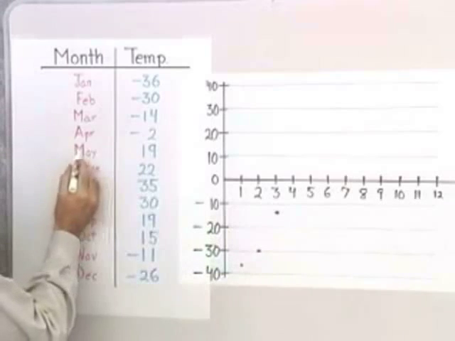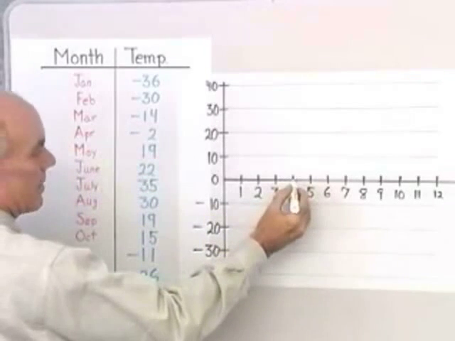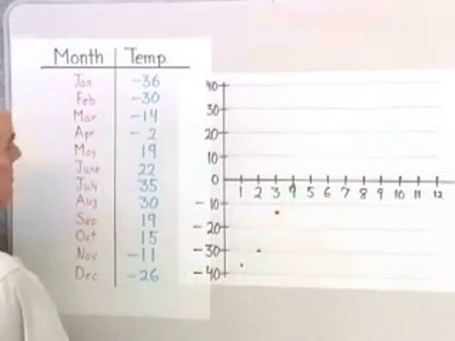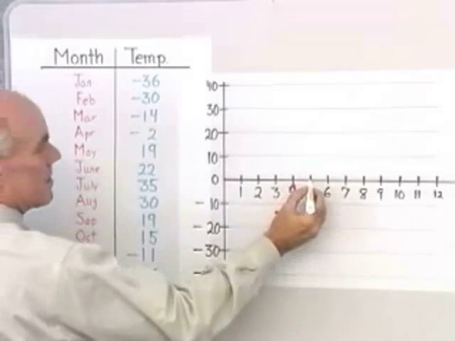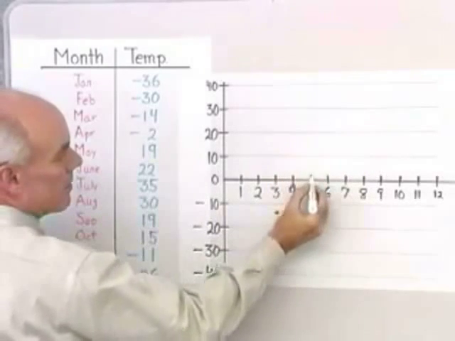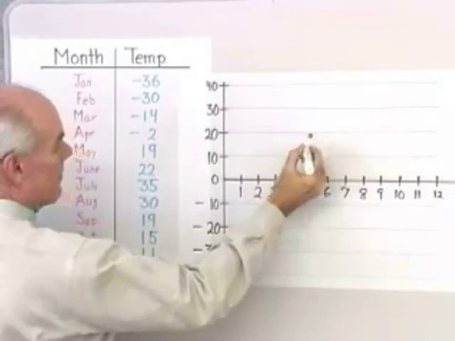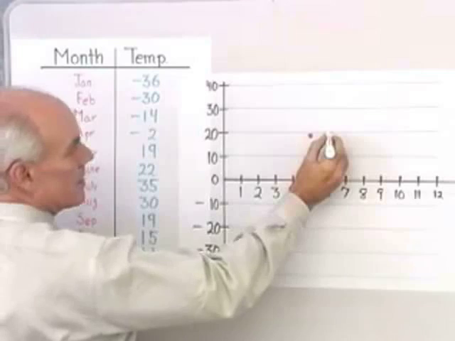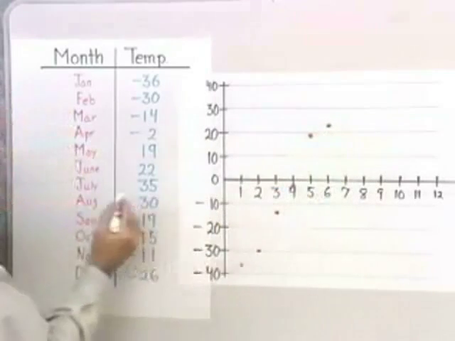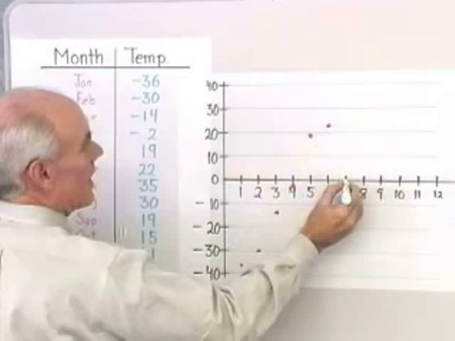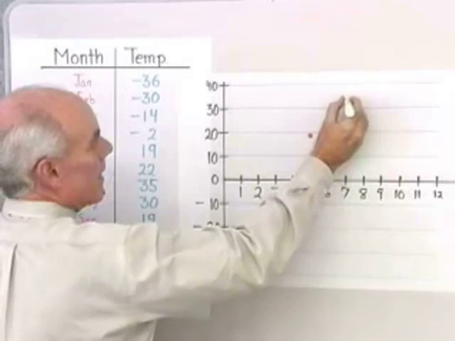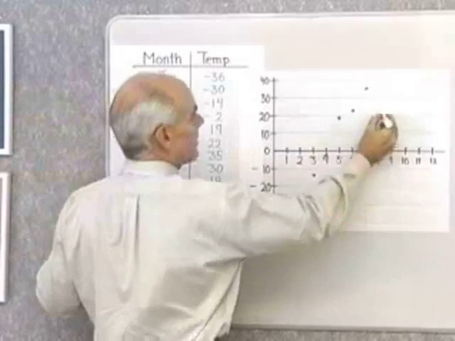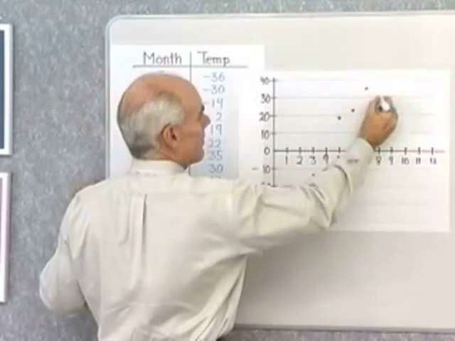And for April it's -2 degrees, so I'll go over here to April. There's -10, there's 0, so I'm going to put a dot right about here, -2. For May it's 19 degrees, so here's 10, 20, and I'm going to go up to about 19 right here. Then June, 22 degrees. Put it right about here. July, 35. Right there. August, 30 degrees. So that's the 8th month, 30 degrees. That'll be right about here.